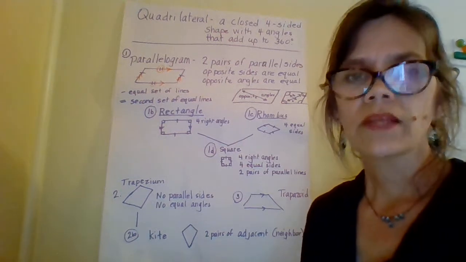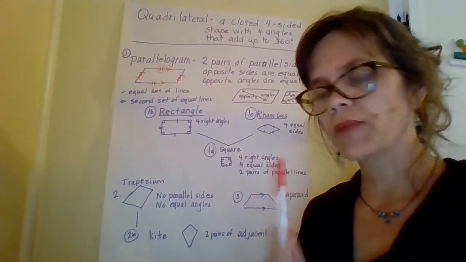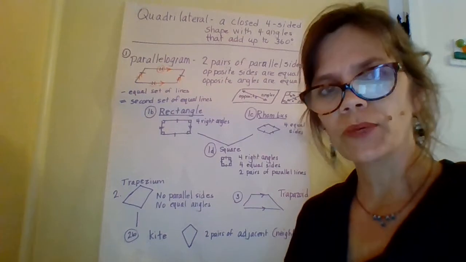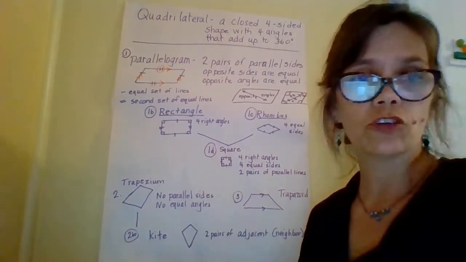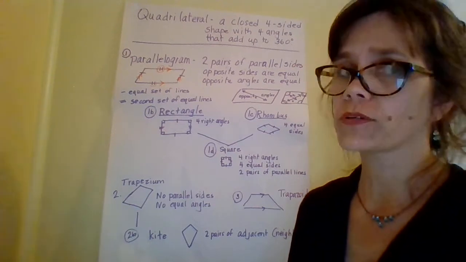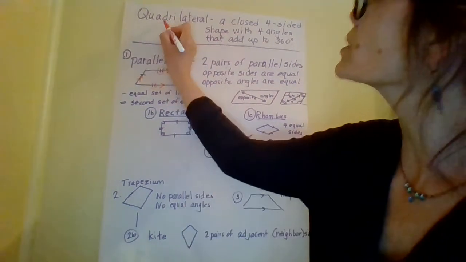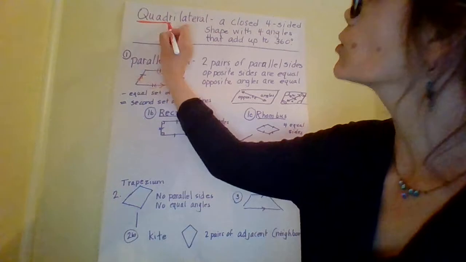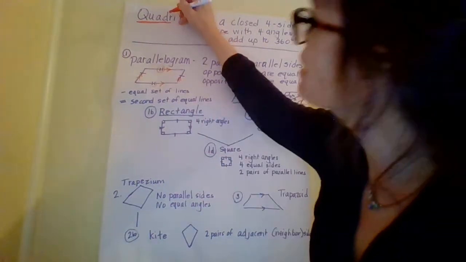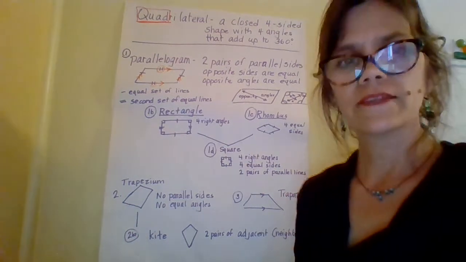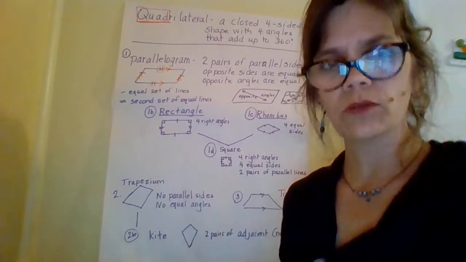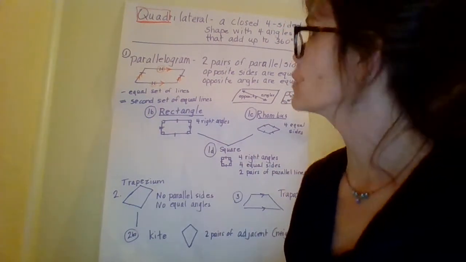Hi, today we are back talking about attributes. These attributes describe two-dimensional shapes. Our two-dimensional shape category of the day is four-sided figures. And four-sided figures are called quadrilaterals, and many of you know about quads because that's the nickname for those four-wheel little vehicles that people drive in the woods.